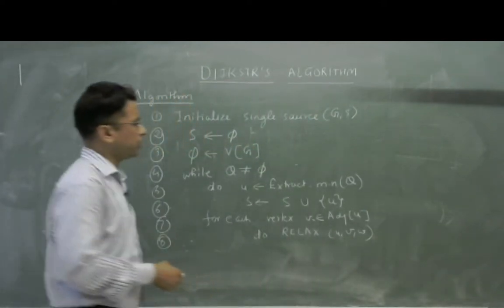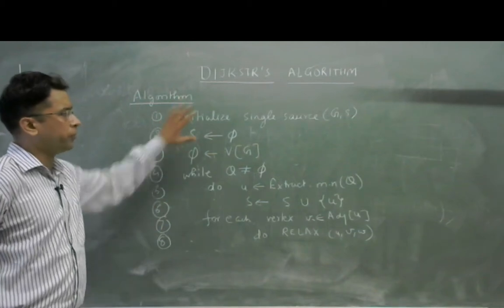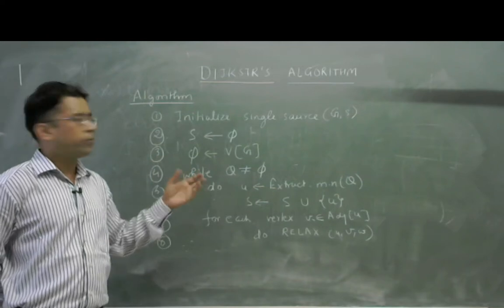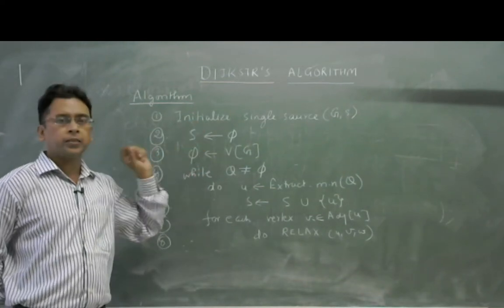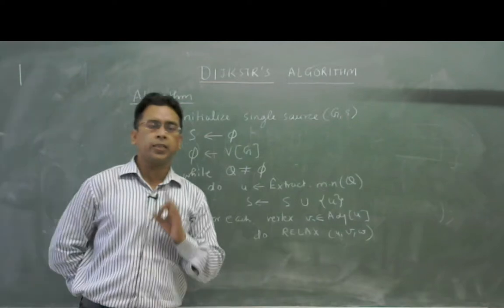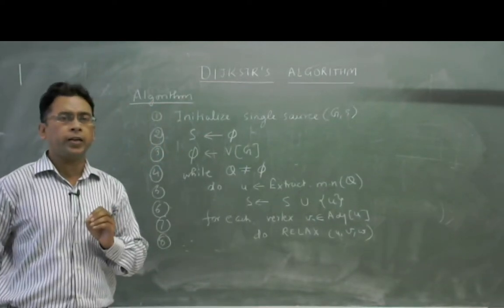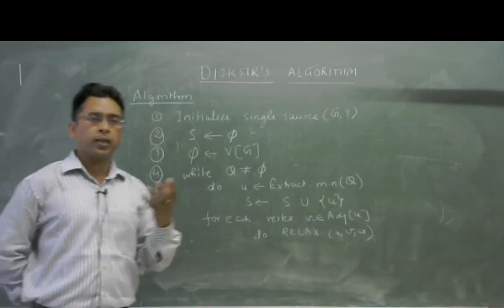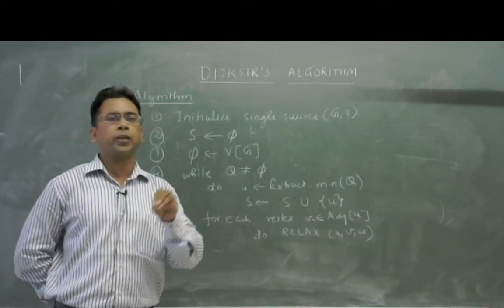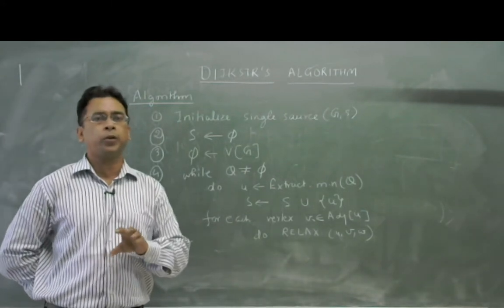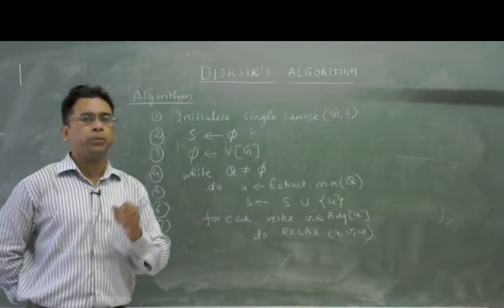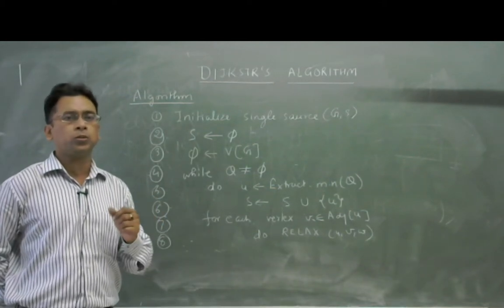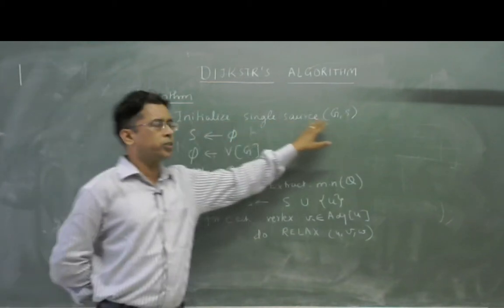This is the simple algorithm of Dijkstra. You can understand it very easily. Here what we are doing is initializing a single source. We are just selecting a vertex as the source. Suppose in the last example that I have told you, I selected Gorakhpur as the starting source point from where I want to find out the minimum distance to the different cities.